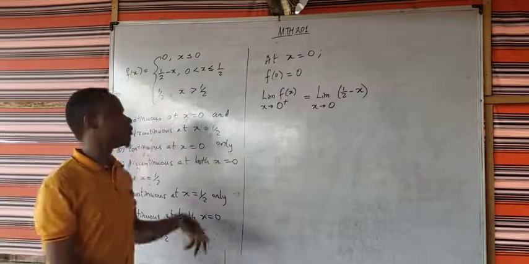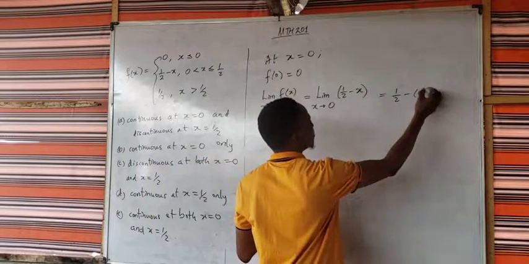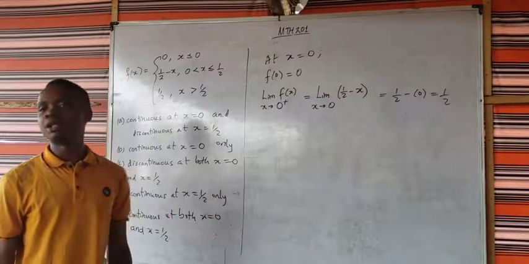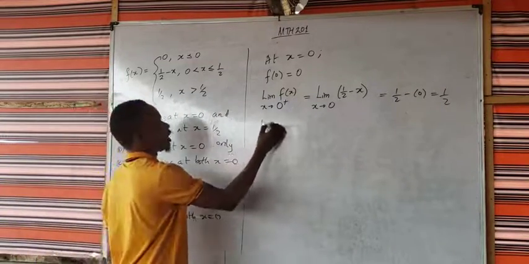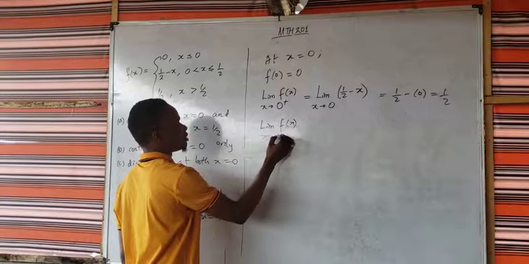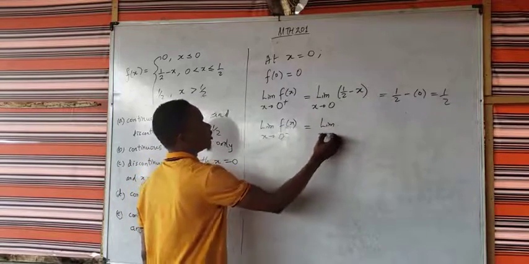Okay, so from here, we are going to substitute 0. This is going to be 1 over 2 minus 0. That's 1 over 2 when you get the limit from above. Then we get the limit from below. That will be the limit of f of x as x approaches 0 from below. That's going to be what? The limit of this as x approaches.